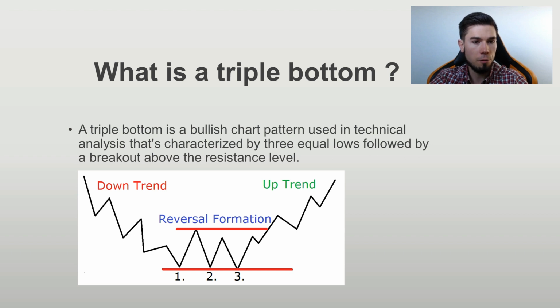Right, so the first part is the downtrend, the second part is the reversal formation, and the third part is the uptrend. That is based on the parts of the pattern. It is a must to have a downtrend. It is a must to have a reversal formation in order to have an uptrend. Attention, these things cannot be missed at all.